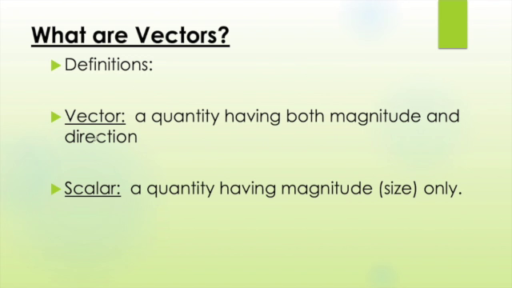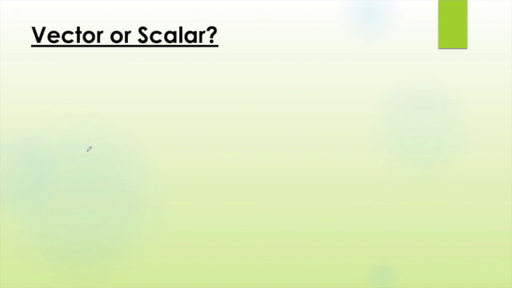Another thing that you want to write down is the difference between vectors and scalars. A vector is a quantity having both magnitude, remember that's our size, and a direction. A scalar is a quantity having magnitude, or size, only. So to be considered a vector, you need that direction. We'll look at a couple of examples here.